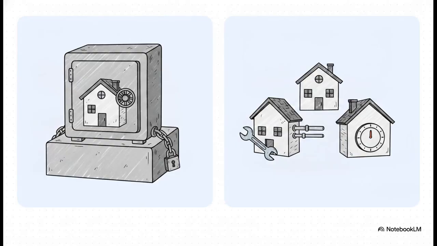Now, here is absolutely the most critical rule you need to lock into your brain for the exam. Always adjust the comparable, never the subject. Let me explain. The subject property is the one we're trying to appraise. We treat its value as totally fixed. We do not touch it.